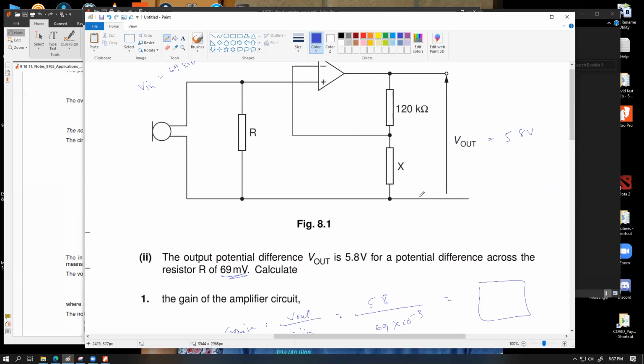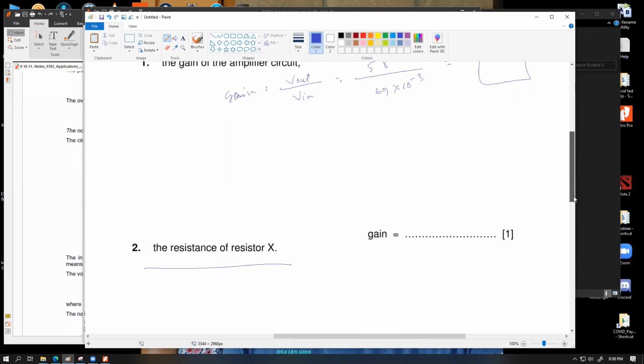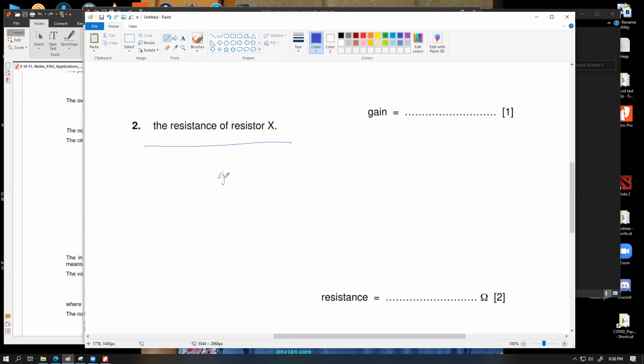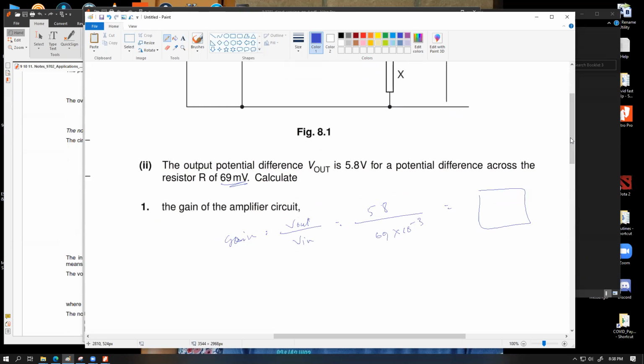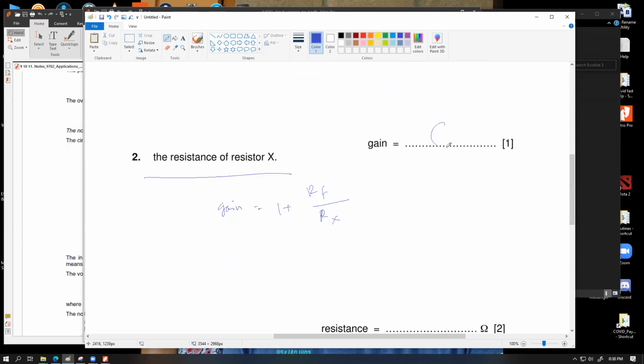Because this is a non-inverting amplifier, we should remember the equation for the non-inverting amplifier. Non-inverting amplifier gain equation: gain equals 1 plus RF by Rx. In this case, I'm writing it as X because they have labeled this resistor as X. So this is the gain value that I have calculated over here. I'm going to place this over here.